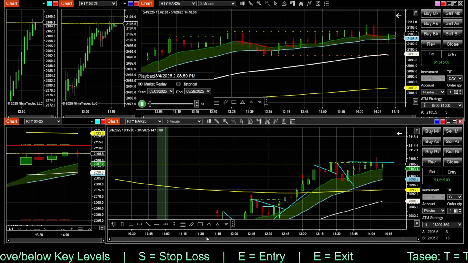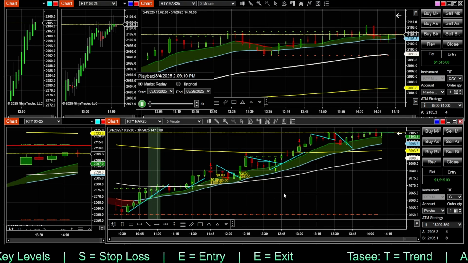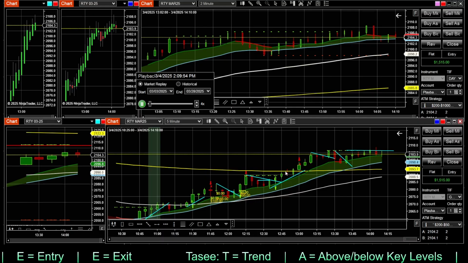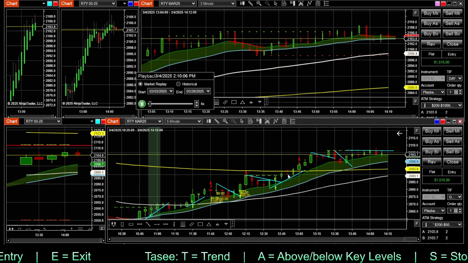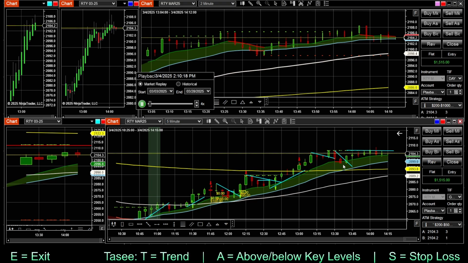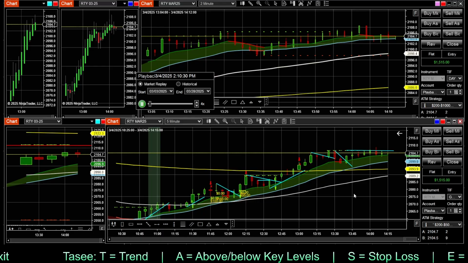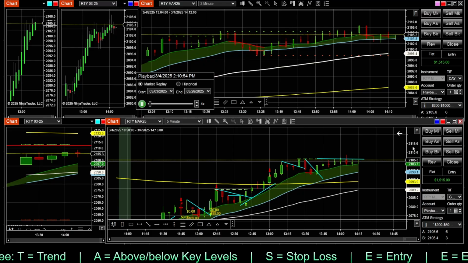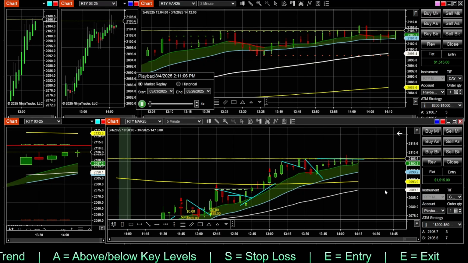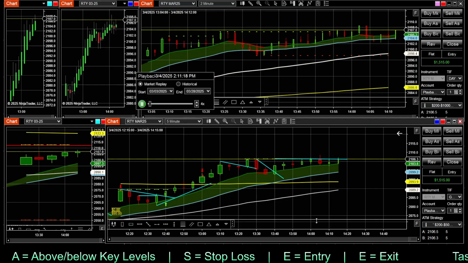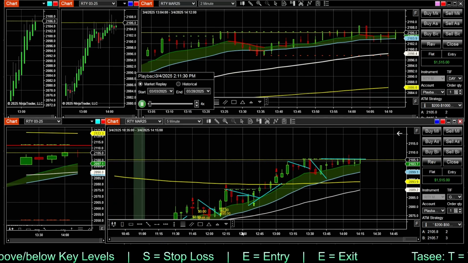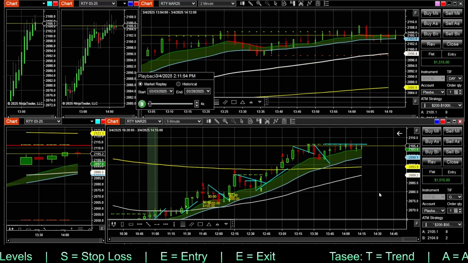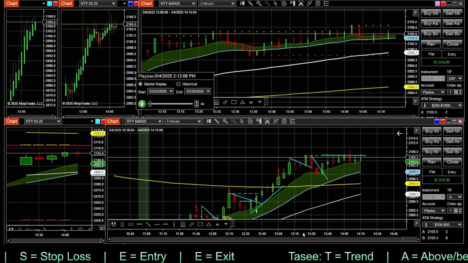Now notice from our original entry, which was back here, we've had 1 color change, 2 color changes. If we count this, 3, 4 color changes. They're kind of grouped. So we can do 3 to 4, or let's say 3 to 5 color changes. We can keep getting back into entries after the cloud crossover, maybe 5, 6 color changes at most.